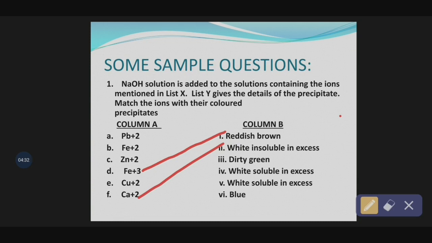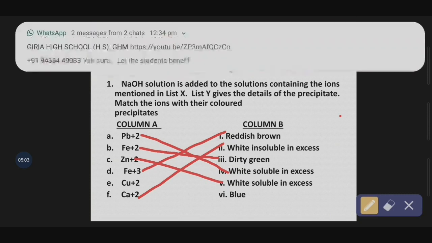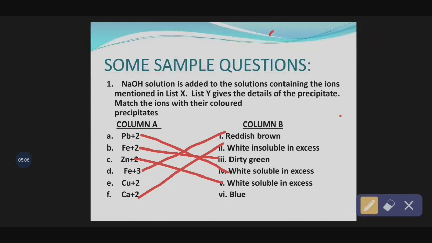Third is given dirty green. Whenever the term dirty green is given, it is always Fe2 plus. So this is Fe2 plus. Fourth is given white soluble in excess. Two options are given: white soluble in excess. Fifth also is given white soluble in excess. So two salts are there. Suppose lead Pb2 plus. Lead also is white, Pb(OH)2 it is forming, and soluble in excess, sodium plumbite it is forming. Zinc same, zinc hydroxide, sodium zincate. Last one is given copper, it is forming blue. So all the 6 we have already matched.